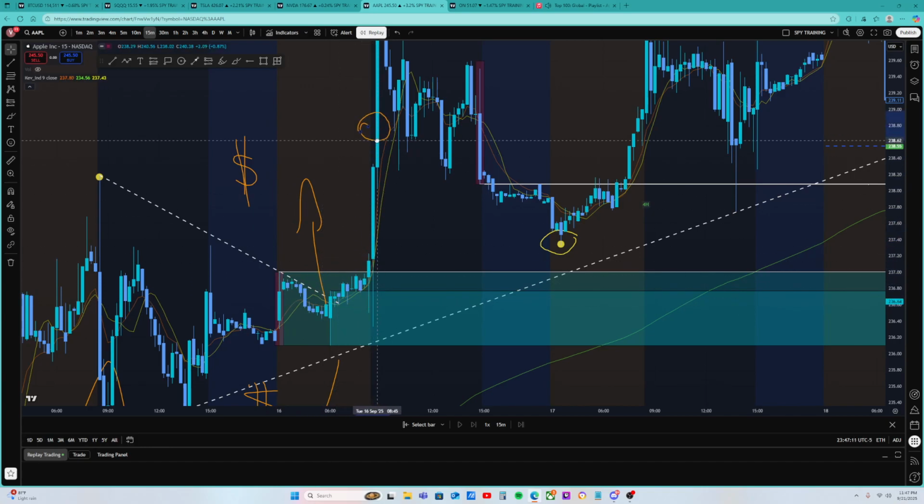And so here we are, price breaking out, and this is again bright and early. This is Tuesday the 16th at 8:30 a.m., price is breaking out to the upside.